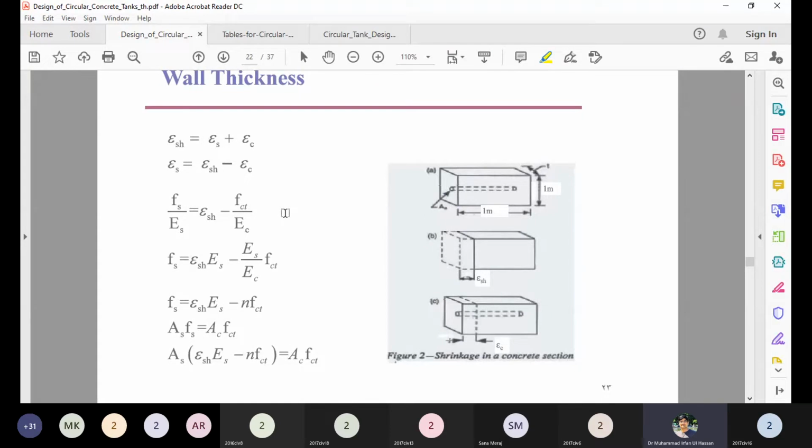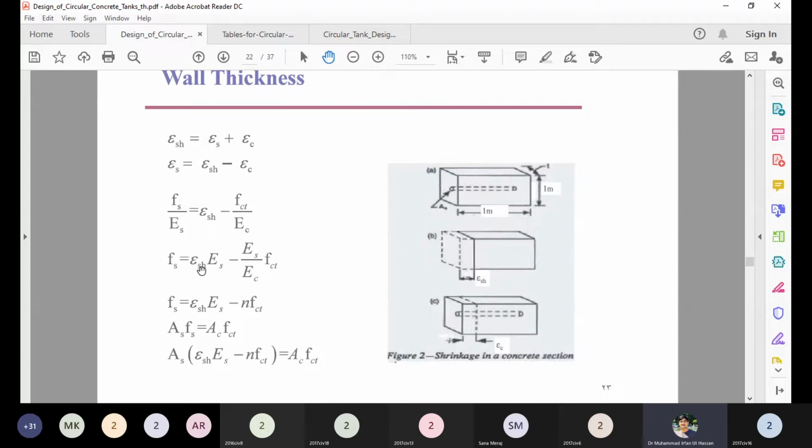So putting in the values of the strain, because we are proving this formula within the working stress design, it means that you have to put in the working stress values. The working stress strain in steel is Fs over Es, and epsilon sh is equal to some known value. The shrinkage strain in the concrete is already known, minus Fct over Ec. Epsilon c is Fct over Ec.